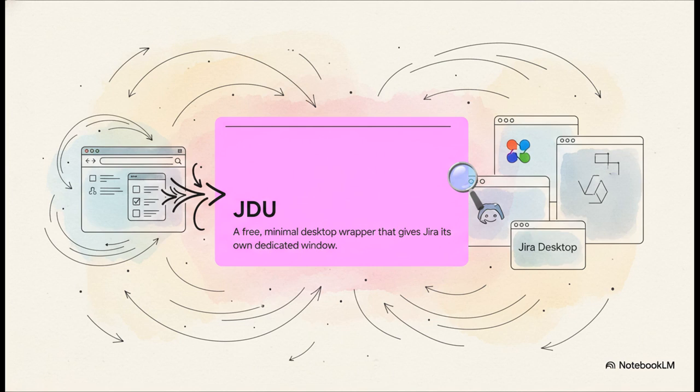Enter Jira Desktop Unofficial, or as it's commonly called, JDU. JDU is a free, open-source, minimal desktop wrapper. What it actually does is incredibly simple but so effective. It rips Jira completely out of your web browser and puts it into its very own dedicated application window. Think about how you use Slack or Discord or VS Code, right? They're standalone apps. Well, JDU gives Jira that exact same dedicated, totally distraction-free space right on your machine.